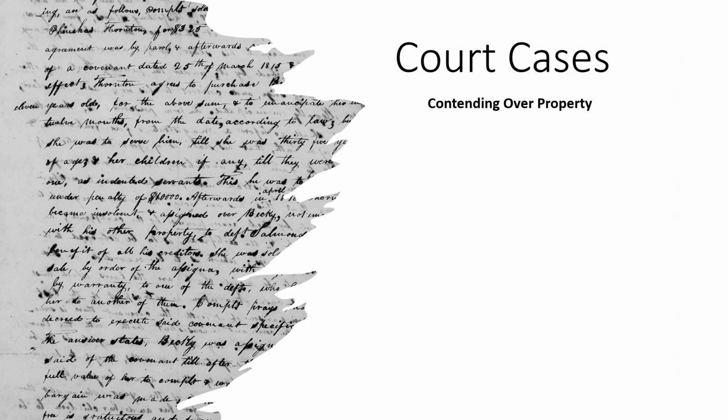Many people discover that their ancestors owned slaves when they're looking at court cases. Court cases are where people are contending over property, and since the enslaved were property, any disputation went to court. Also, you can find court records where people are filing for manumission. They want to free their slaves.